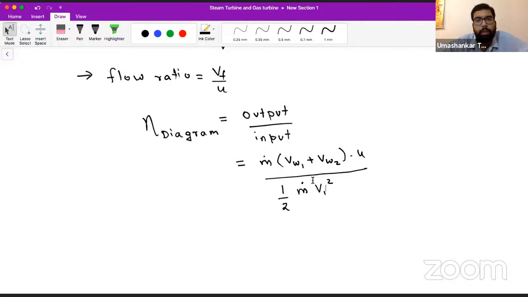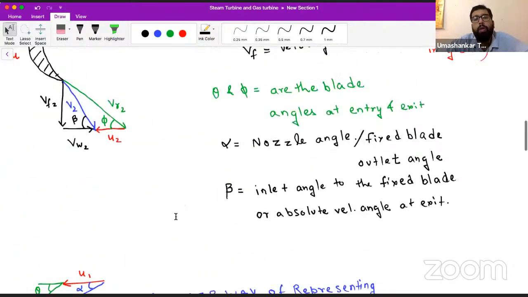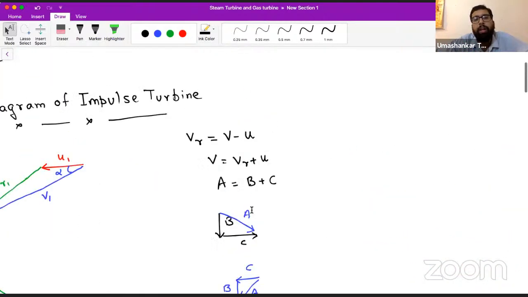True or not? Yes or no? Only velocity decreases, pressure remains constant. So the input to the moving blade is the kinetic energy that we get at the exit of the nozzle. And this kinetic energy is going to get converted into useful work. So we call it diagram efficiency. So here is the general discussion of the velocity triangle of impulse turbine.